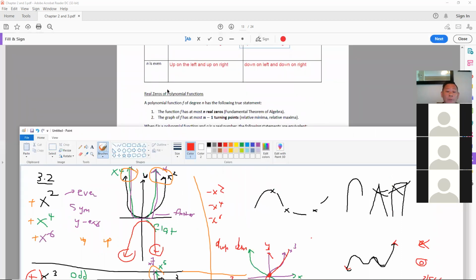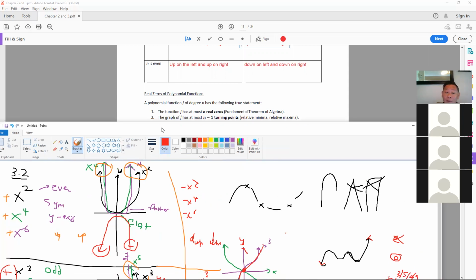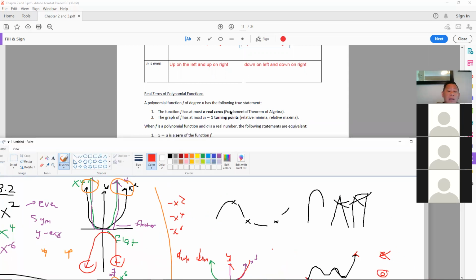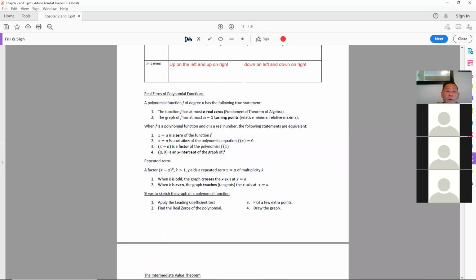Okay. So the other thing we're talking about here is the zeros. What are zeros? This is very, very important. A zero in this case is what we call your x-intercept, or sometimes a solution.